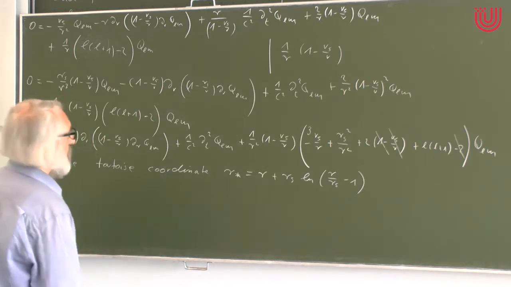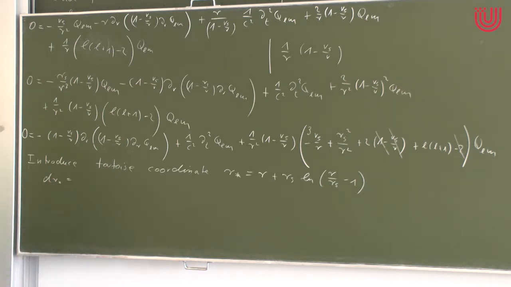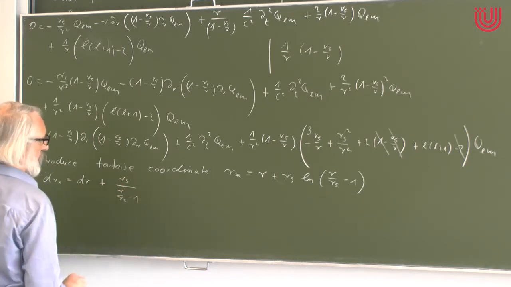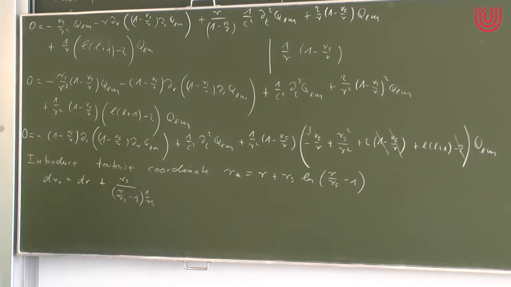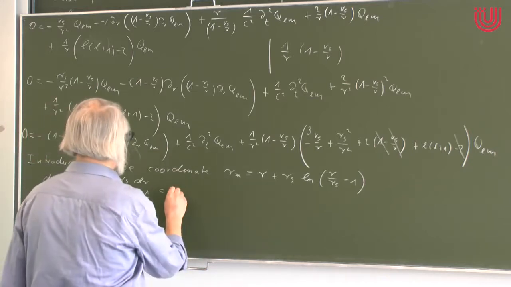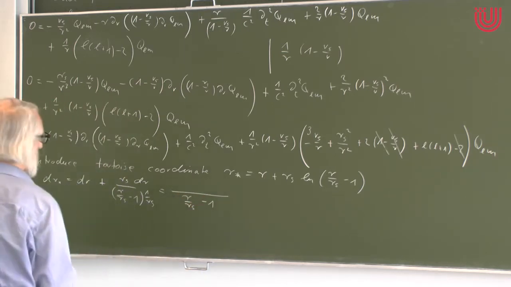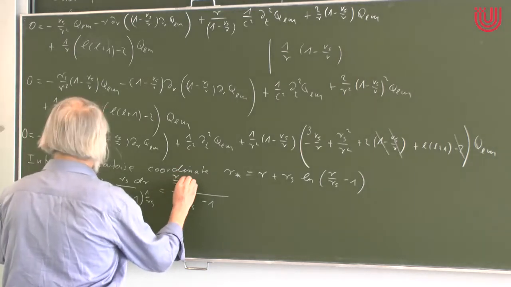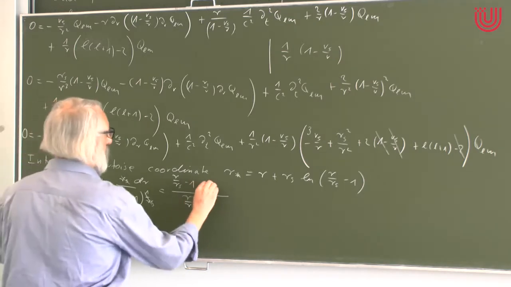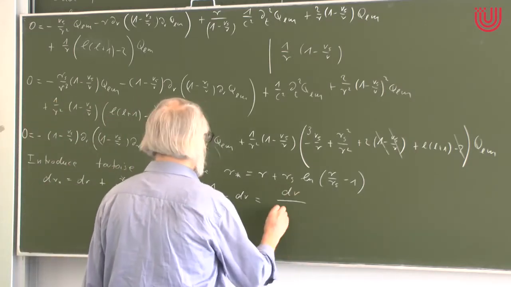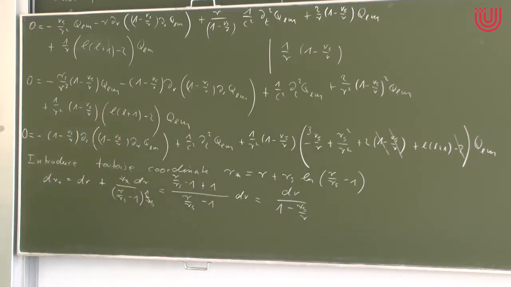Okay, if we differentiate this, then we get dr star is dr plus rs divided by r over rs minus 1, and the inner derivative gives the 1 over rs times dr. If I write everything on a common denominator, r over rs minus 1, then the r over rs minus 1 in the numerator goes away, plus 1, dr. If I multiply with rs over r, then it is dr over 1 minus rs over r. The t coordinate is not affected; it's just a transformation of the radial coordinate.